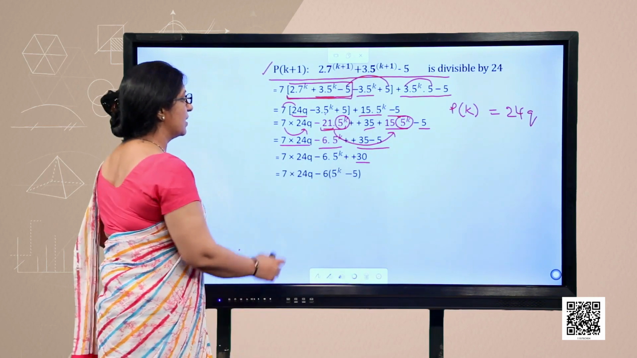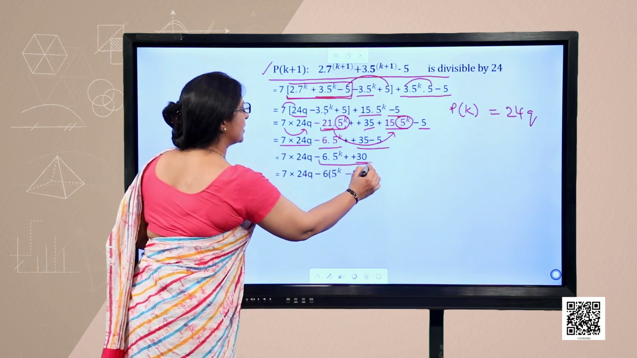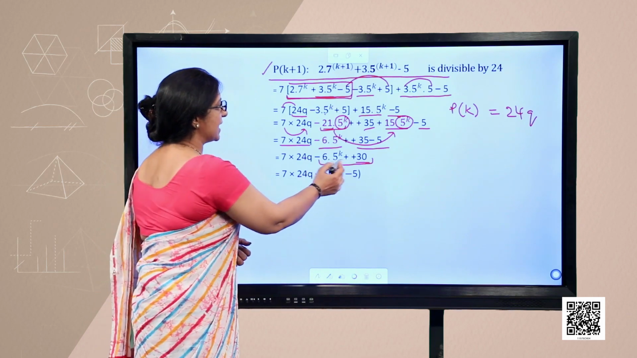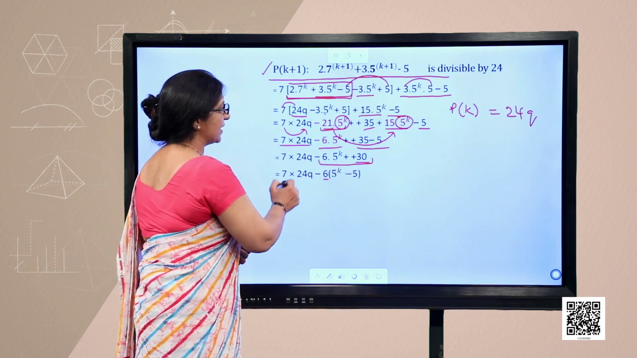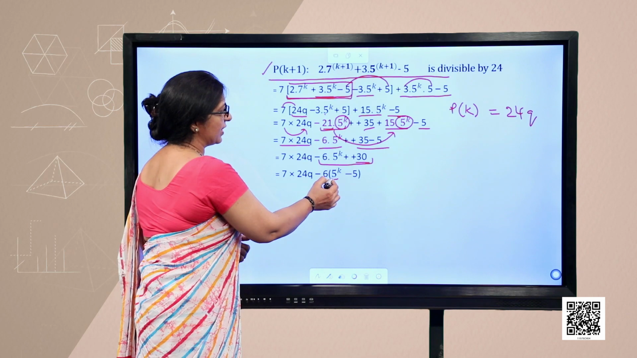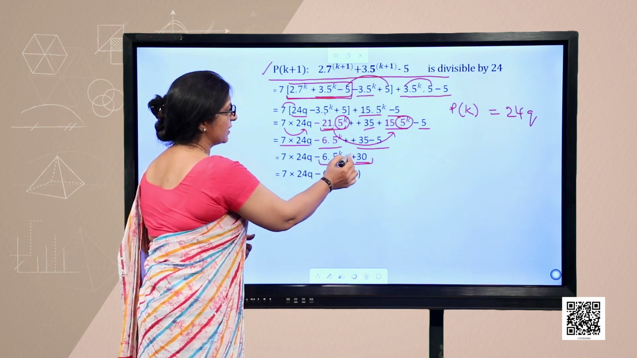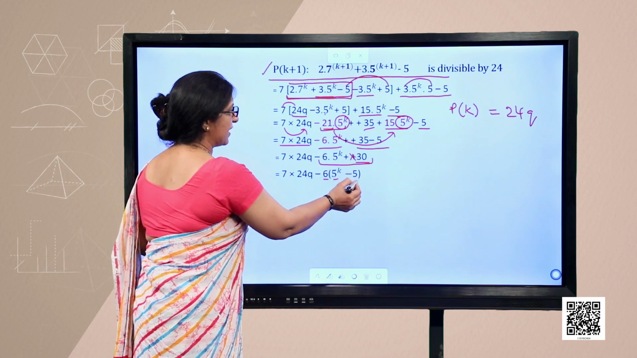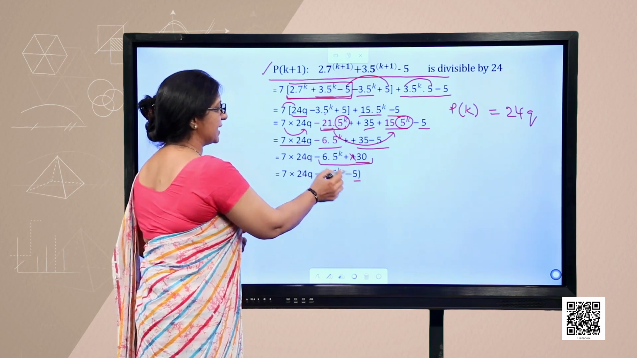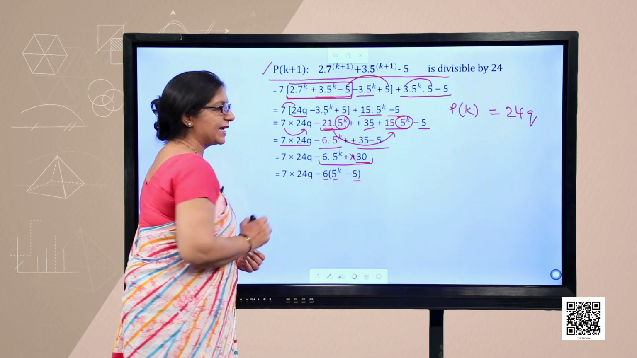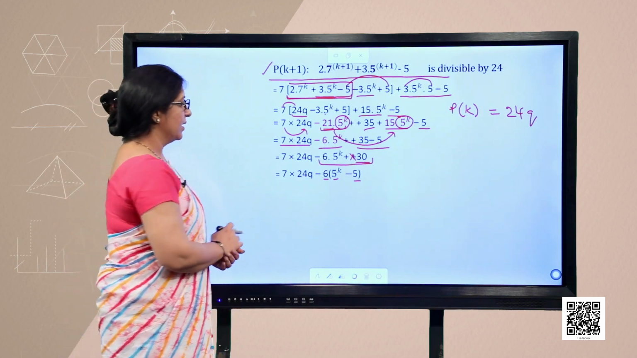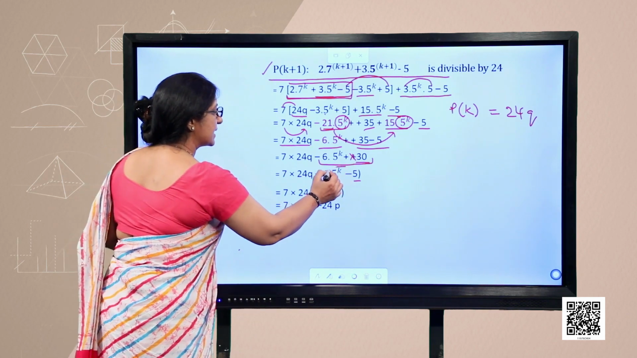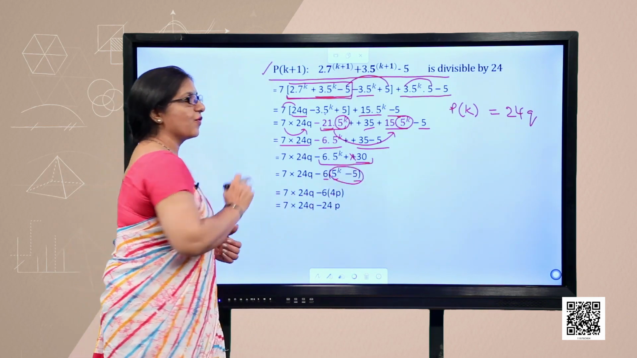Moving further, from these 2 terms, what can we take common? 6 can be taken common, minus 6 we have taken. Here we are left with 5 power k minus 5 inside, because the minus sign is taken outside. That is why the negative sign will be left inside. Now, this is a multiple of 4.